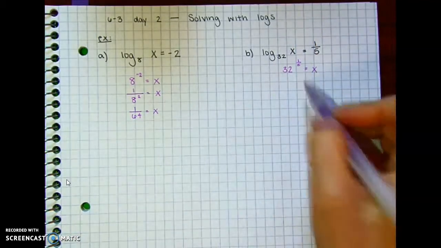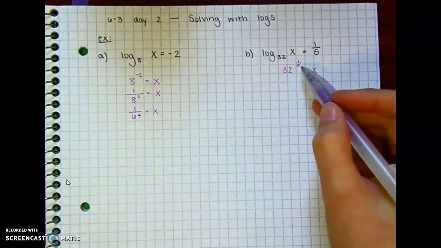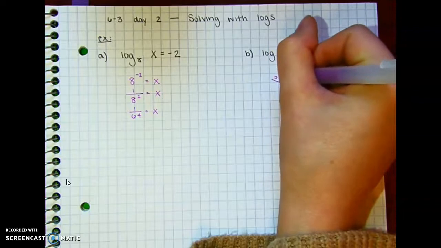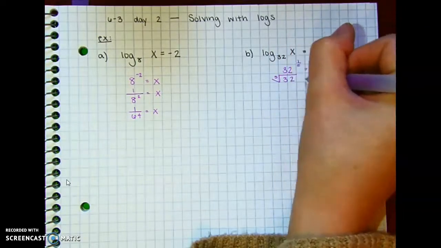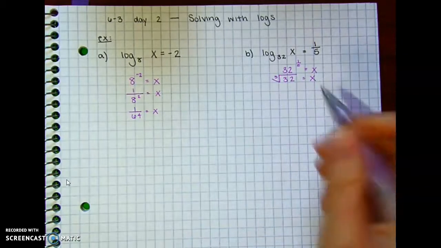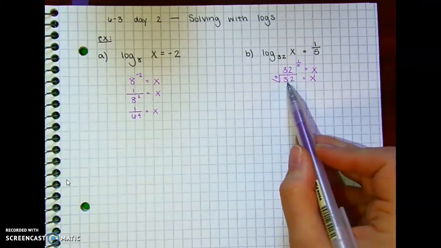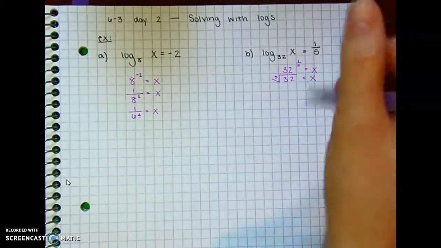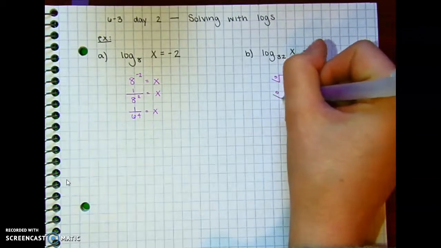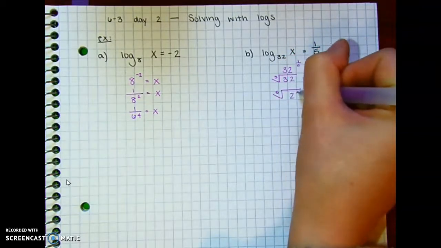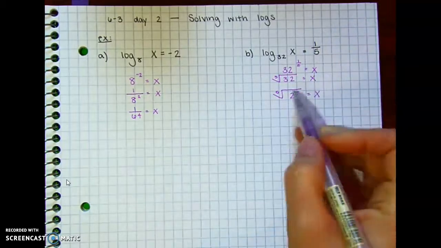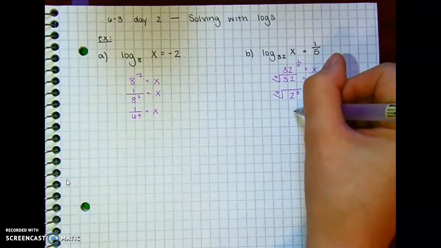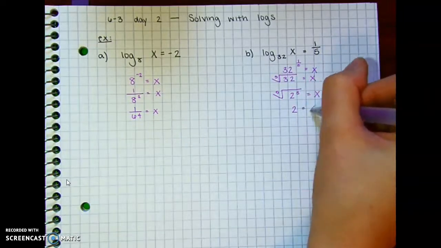Now we learned about fractional exponents as well. Fractional exponents can be rewritten as a radical. So I'm going to rewrite this as the 5th root of 32. And then we're looking for what to the 5th power, if anything, so that we can take something out. And 32, if you remember, is actually 2 to the 5th power. So the 5th root will cancel with the 5th power, and we are just left with 2. So 2 equals x.